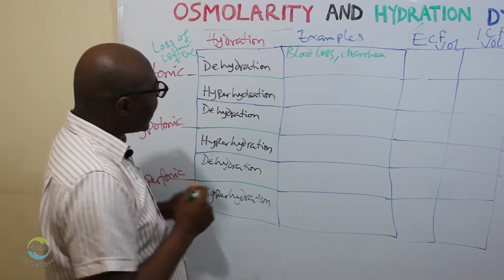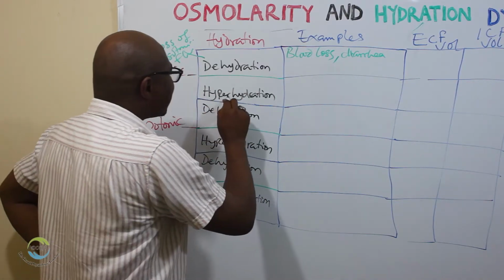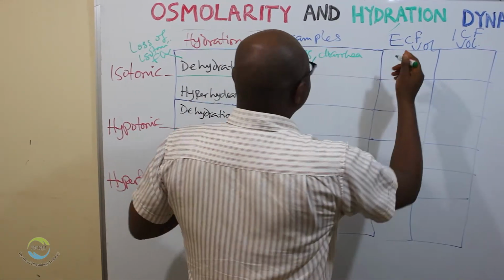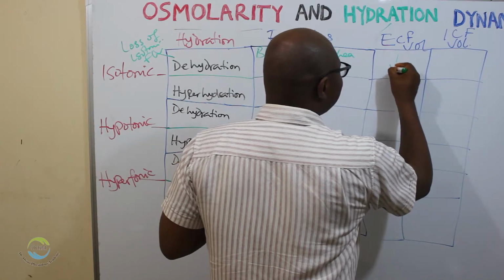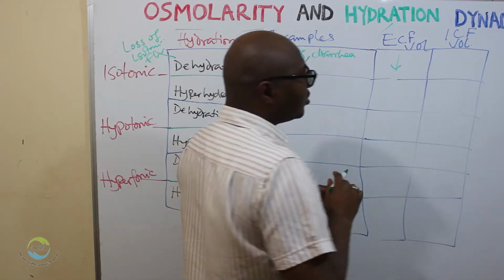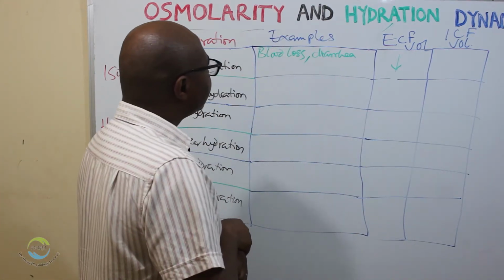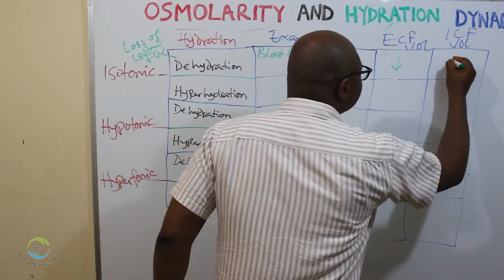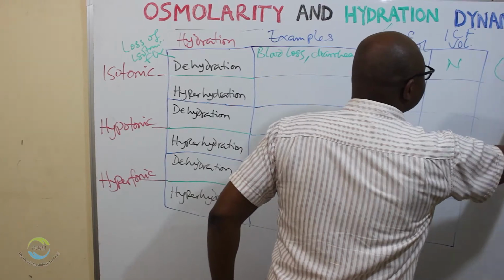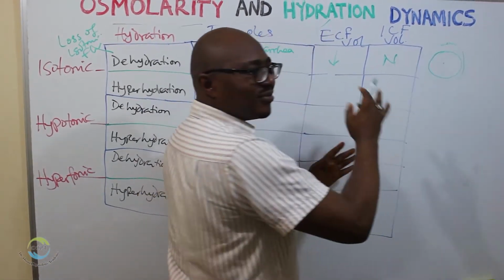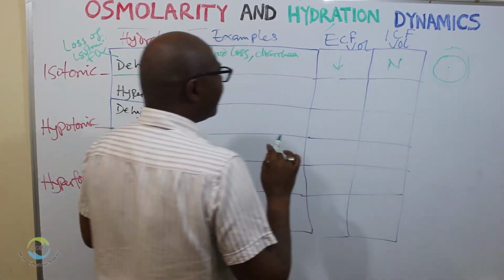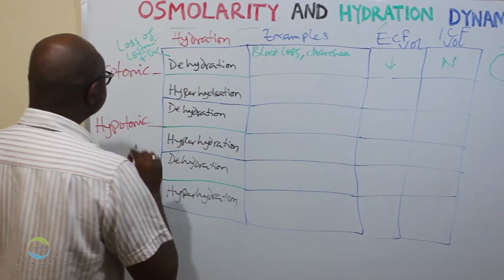All right. Then now isotonic hyperhydration. The ECF volume in this one, that means it's decreased. Whenever there's dehydration, there's decreased. ICF volume, what do you think will happen? Nothing. It's normal. Why is it normal? Because the surrounding here and here is the same. So there's no fluid shift. So the volume remains the same. ICF volume. Right? Here is decreased, here is normal.